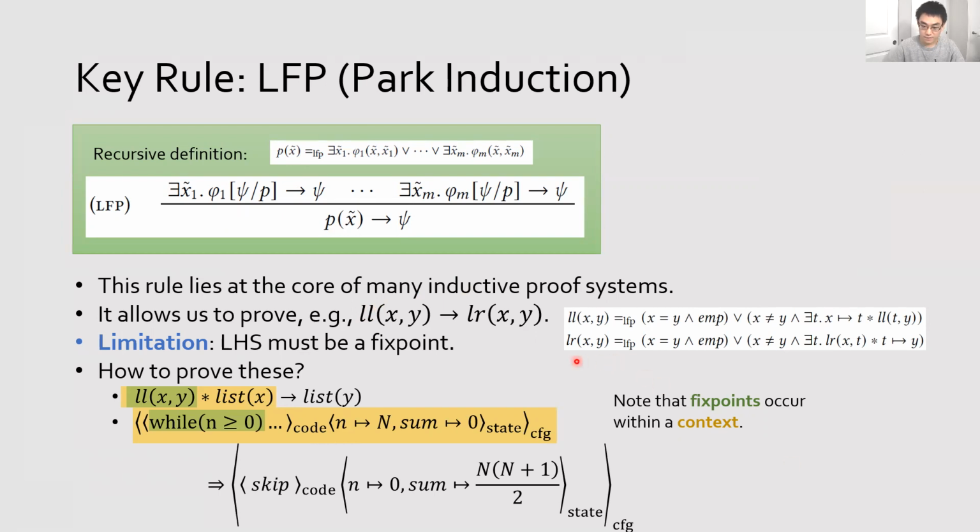If the left-hand side is not a standalone fixed point, the LFP rule cannot be applied. And here we give two such examples where the fixed points occur within a context. The first one is from separation logic, and the second one is from program verification. The proof rule LFP cannot be applied to prove these properties, so we need a way to handle context.